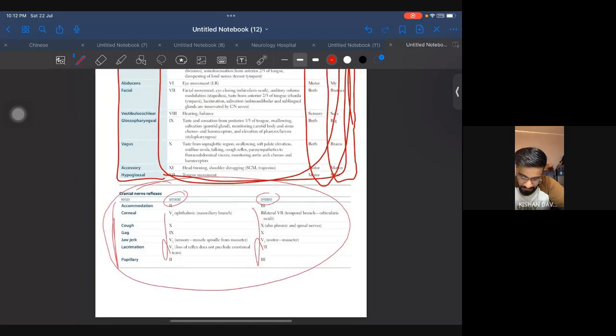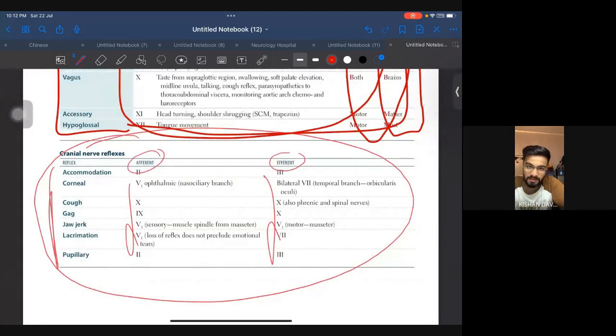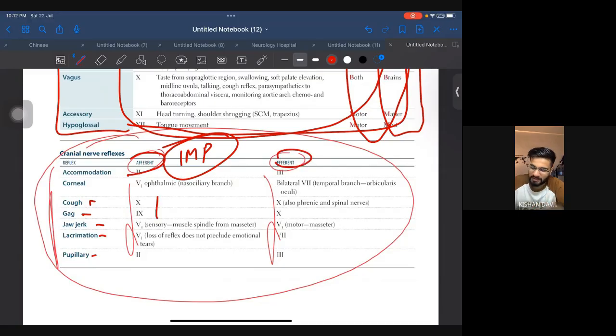Okay, now coming to this. Afferent and efferent. This is also important. How important? They will give you any of these reflexes, okay? Gag reflex or Georgic reflex. And directly the question will be asked. The afferent nerve responsible for this, efferent nerve responsible for this. तो ये आपको रखना है.